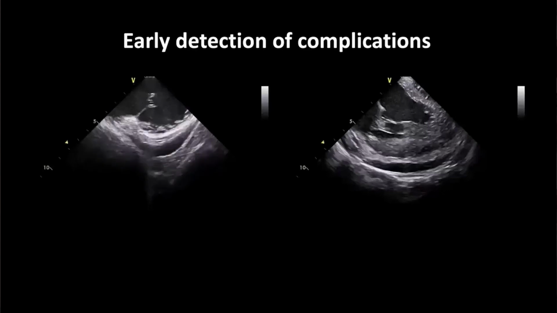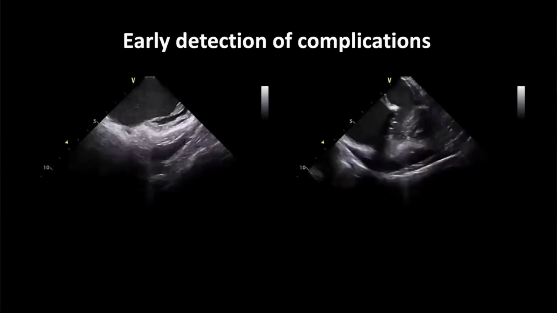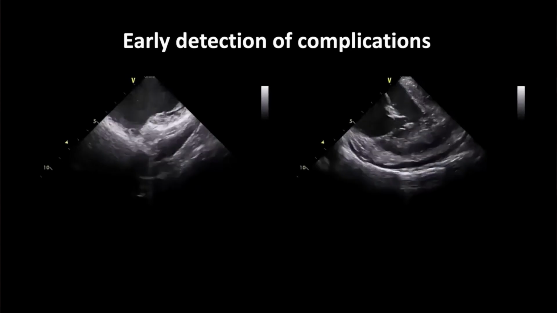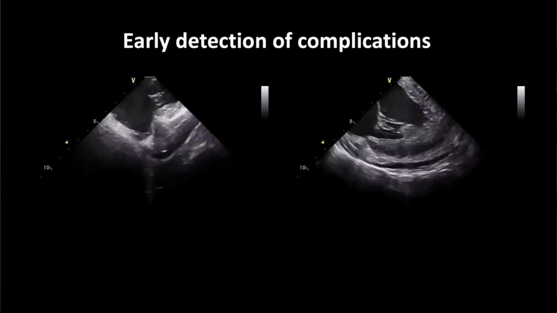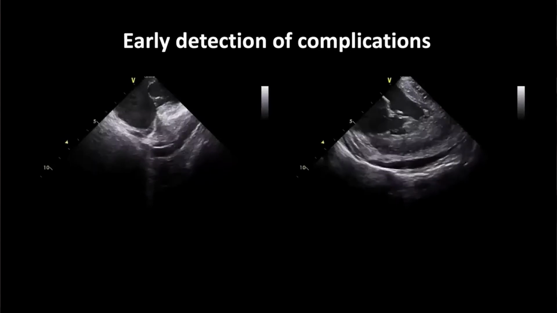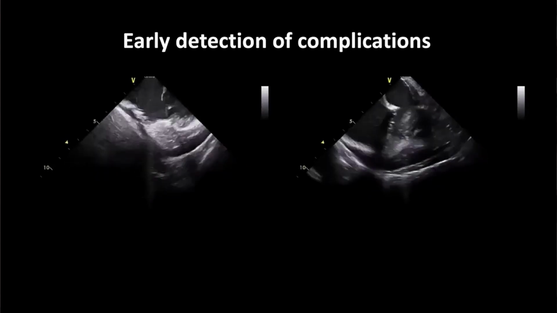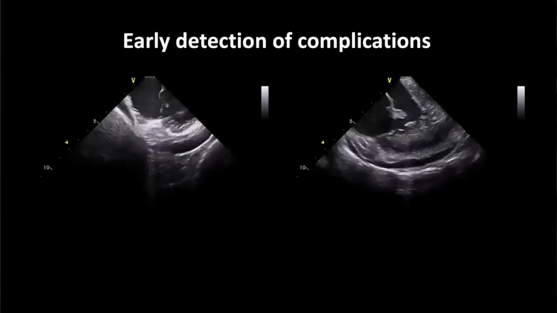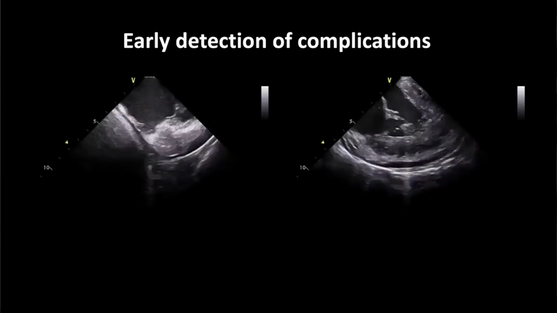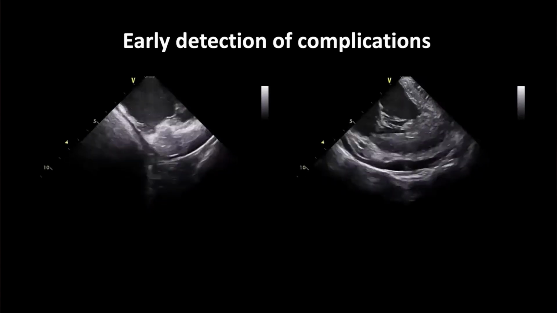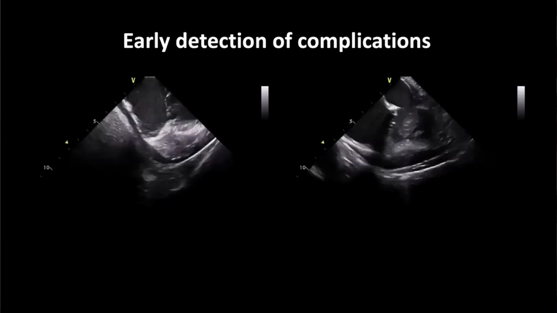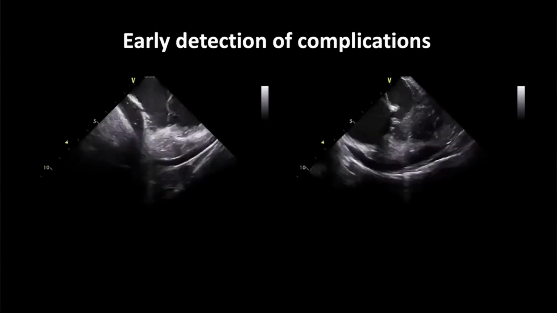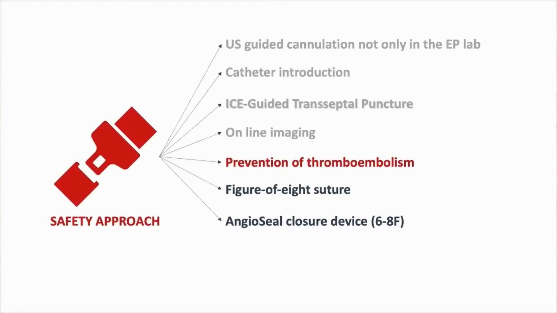Early detection of complications. One of the most important roles of intraprocedural online imaging in the EP lab is, for example, in the case of cardiac tamponade. Cardiac tamponade is the most worrisome complication. In such cases, intracardiac echo can provide early diagnosis and thus prevent tamponade due to early reversal of anticoagulation. And in case of tamponade, ICE allows online monitoring of the patient's status. Other part is a prevention of thromboembolism.